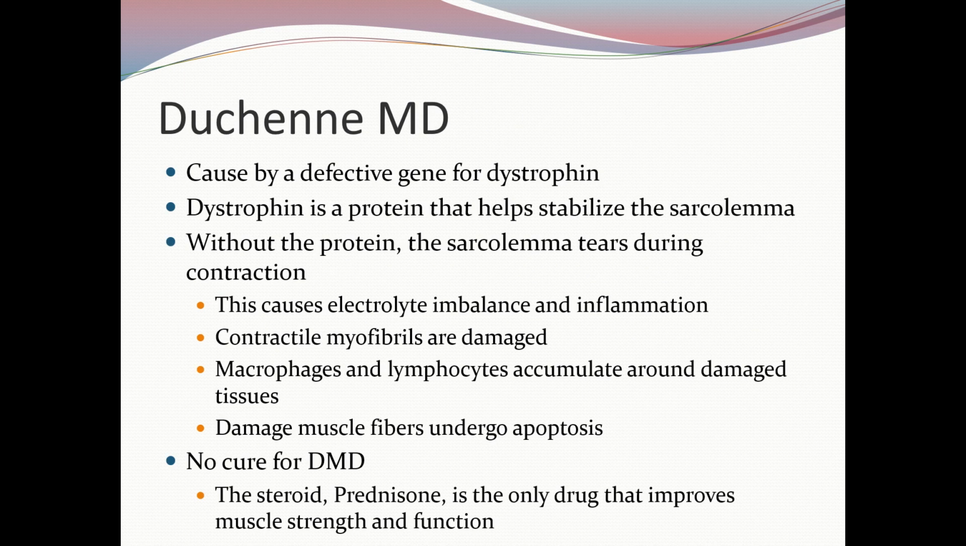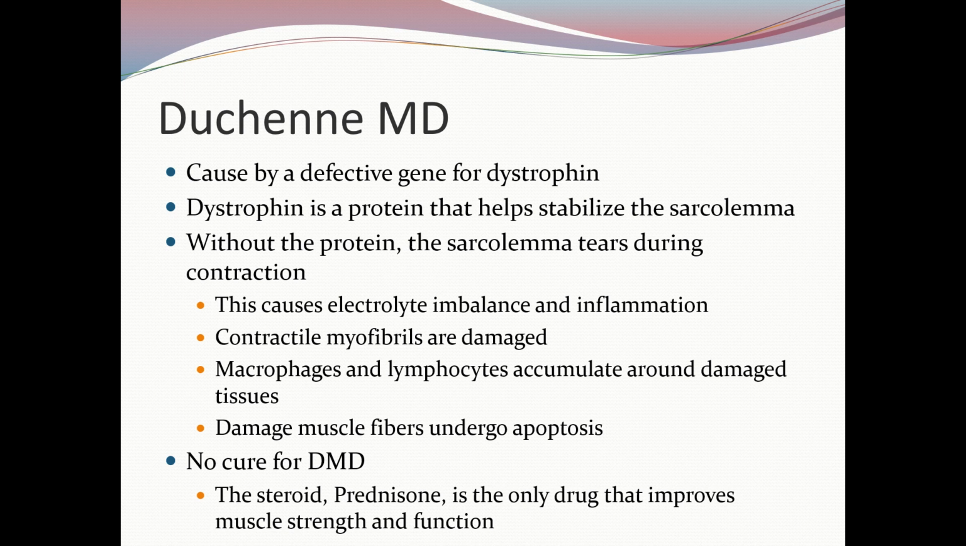So let's talk about dystrophin a little more. I mentioned it in the previous slide. Dystrophin is a protein that helps stabilize the sarcolemma, which is the plasma membrane of the muscle fiber. So without dystrophin, the sarcolemma will tear during contraction. This causes electrolyte imbalance and inflammation, and contractile myofibrils, the actin and myosin, are damaged. Macrophages and lymphocytes will accumulate around the damaged tissues to clean them out, and over time the damaged muscle fibers will actually undergo apoptosis and die.